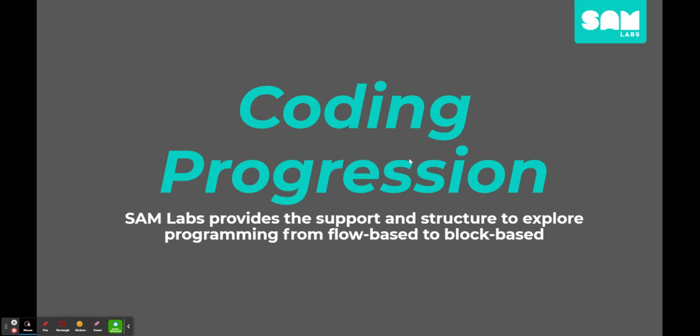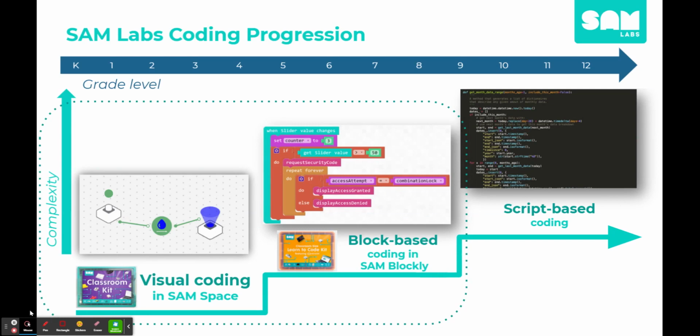So let's talk a little bit about the coding progression that we offer. We start in our coding space called SAM Space. Both of these are housed in the same platform, so you don't have to toggle between two different websites. They're both housed within SAM Studio. SAM Space is our visual coding platform. It's flow-based, so drag and drop, and there are dots to connect the different virtual blocks to help build a foundation for coding, but the focus in our STEAM content is on next-gen science standards.